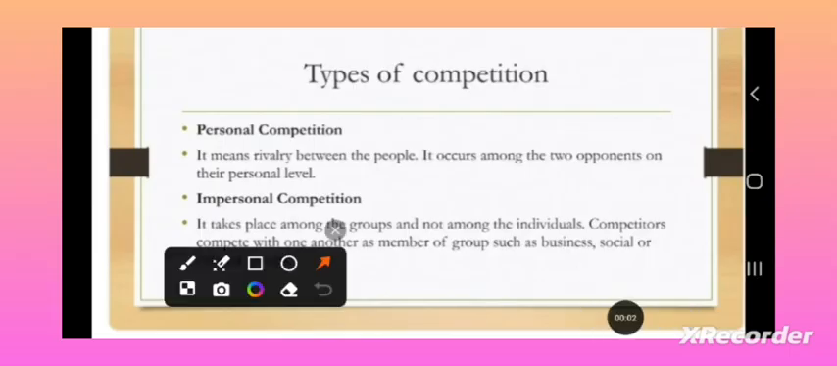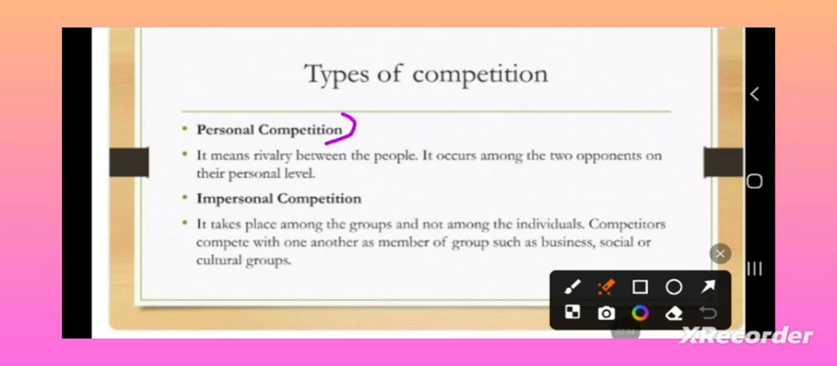Types of competition. Personal competition. It means rivalry between people. It occurs between two opponents on a personal level. Impersonal competition. It takes place among groups and not among individuals. Competitors compete with one another as a member of a group, such as a business, social, or cultural group.